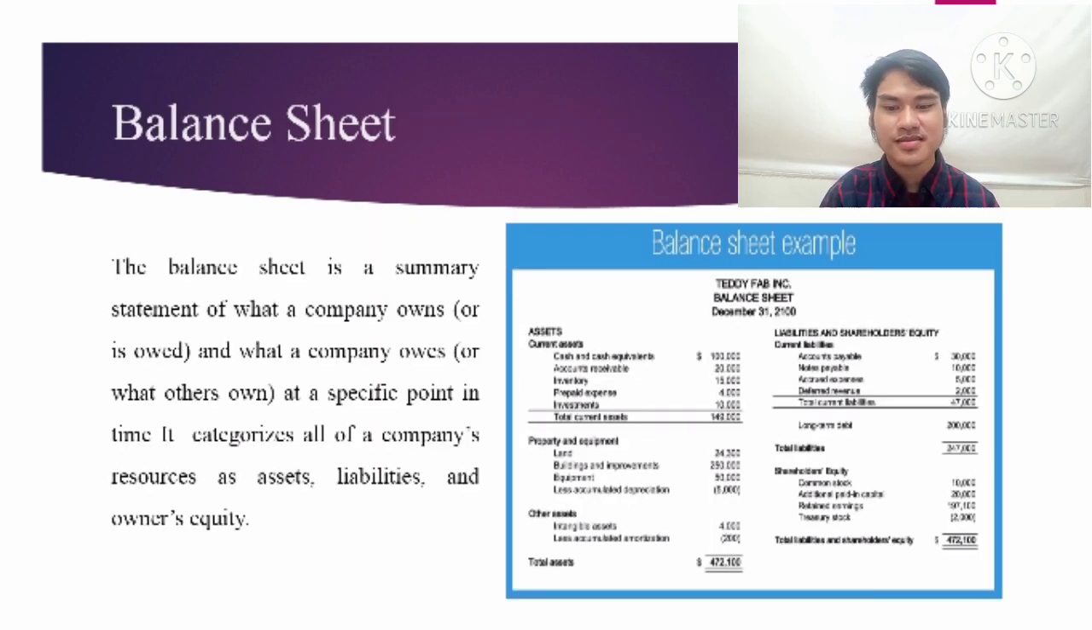Balance sheet. The balance sheet is a summary statement of what a company owns and what a company owes at a specific point in time. It categorizes all of a company's resources as assets, liabilities, and owner's equity. This is an example of a balance sheet.